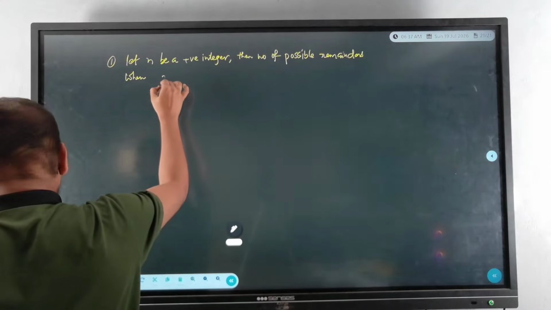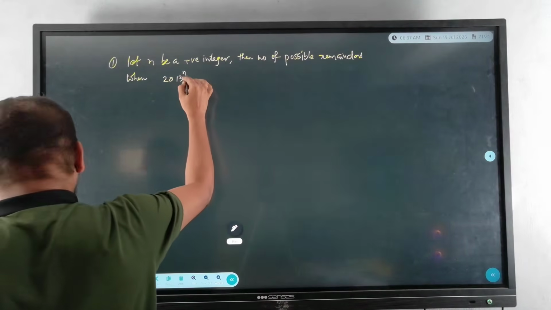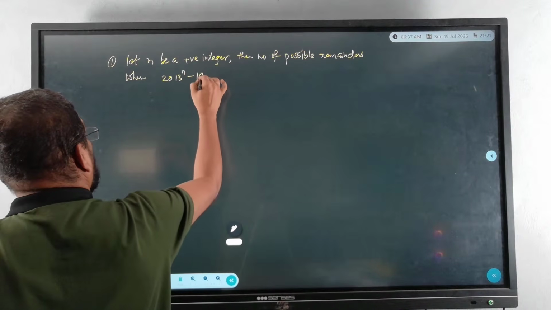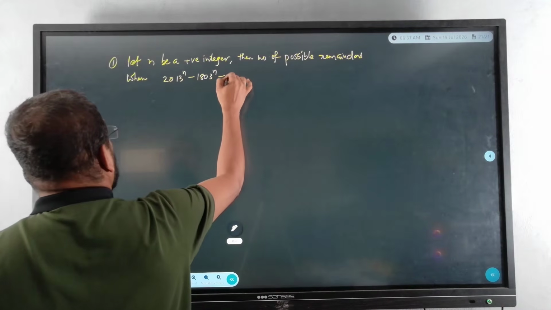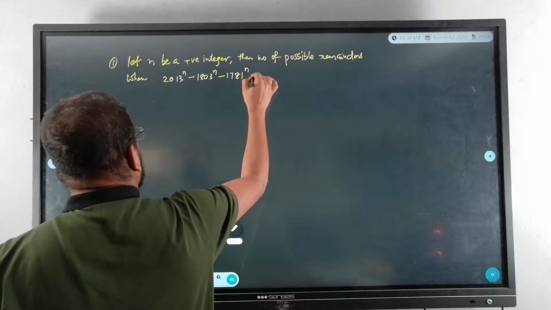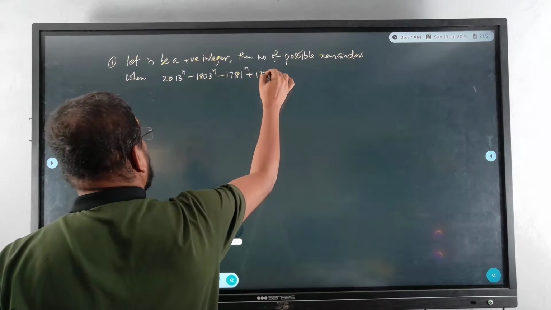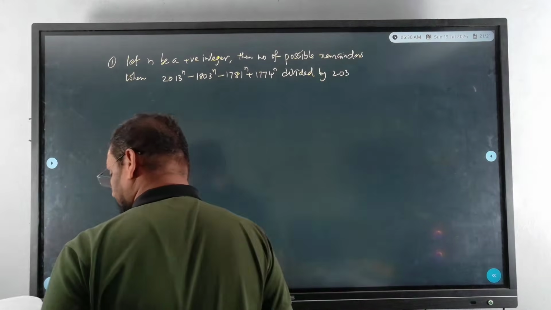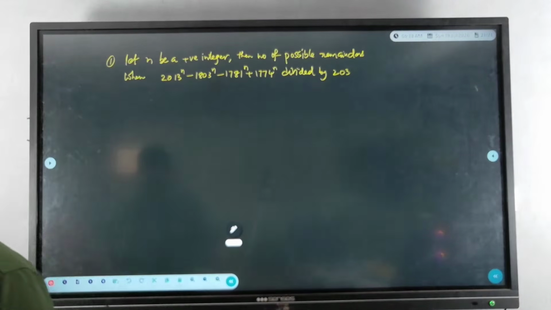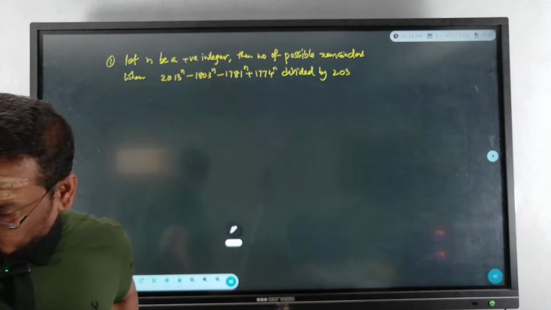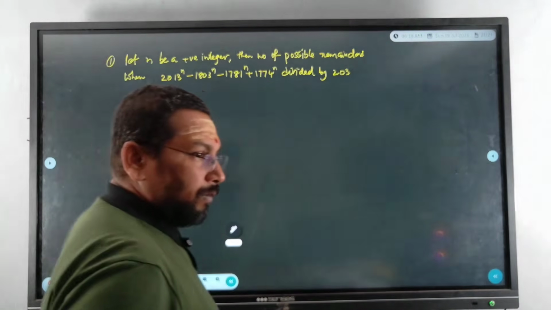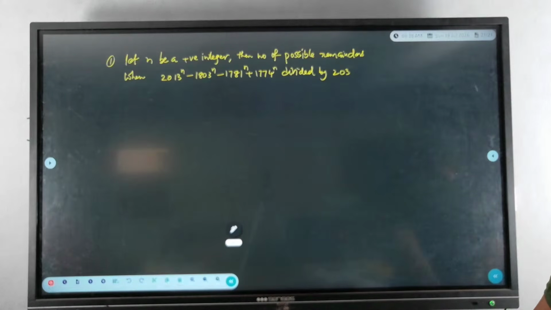when 2013 power n minus 1803 power n minus 1781 power n plus 1774 power n is divided by 203. That is a beautiful question, this one.